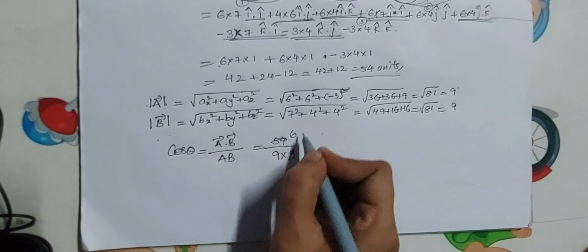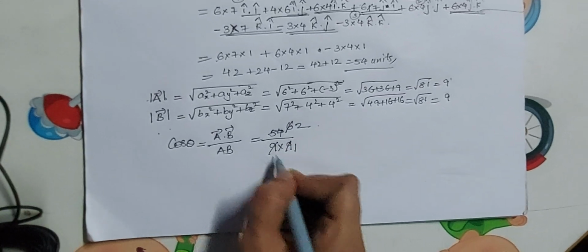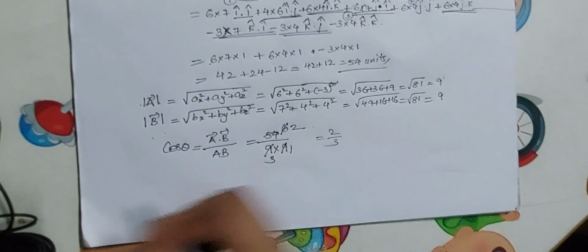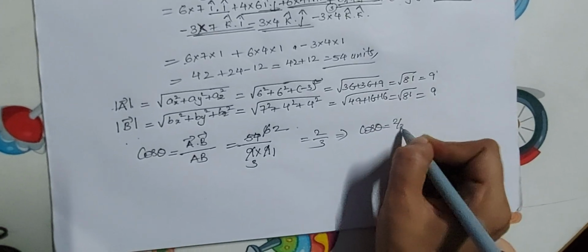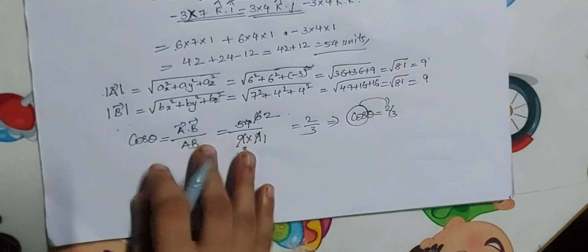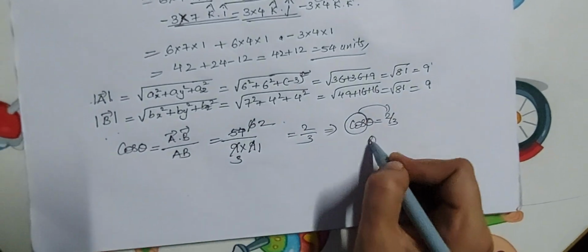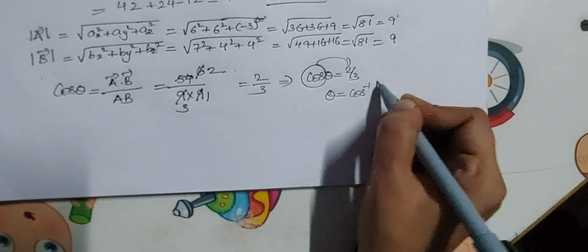9 ones are 9, 6 twos are 3 threes. Finally we got 2 by 3. I think we got the answer. Let us go through this. Cos theta is equal to 2 by 3. Send this cos to the other side. It becomes cos inverse. Then theta is equal to cos inverse 2 by 3.